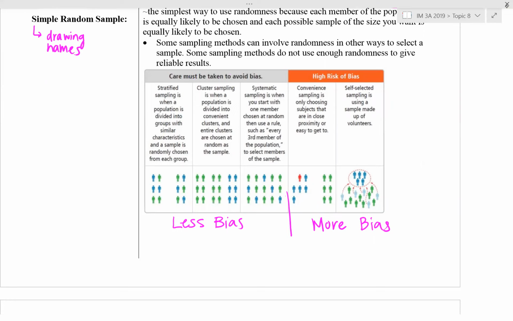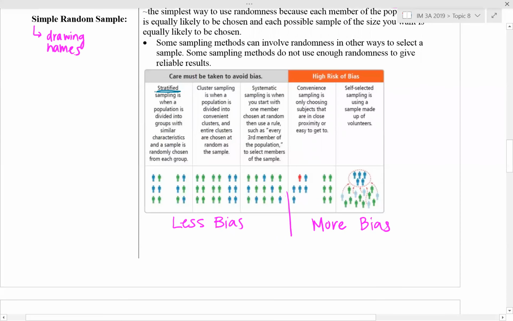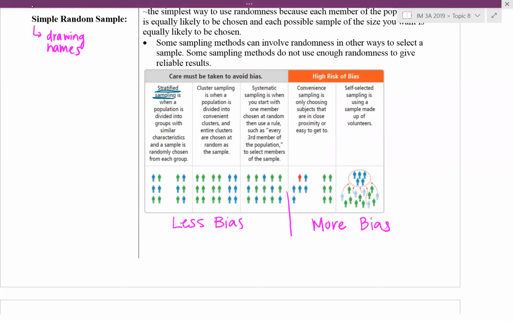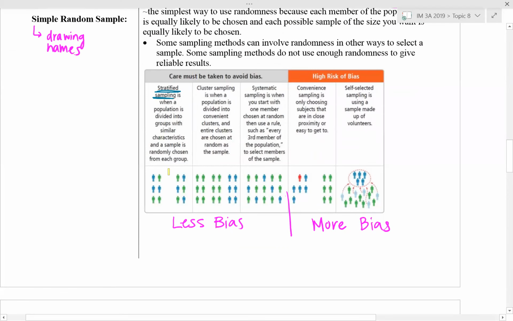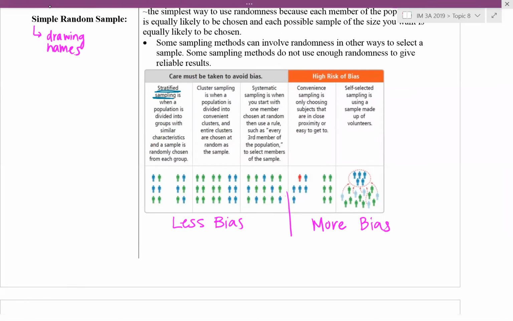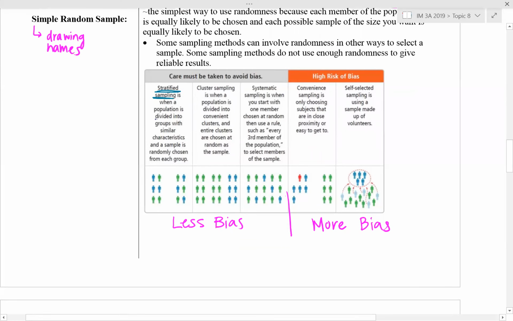So the first type is stratified sampling. I'm just going to underline these names because of the definitions here, but it's not really bolded. Stratified sampling is when a population is divided into groups with similar characteristics, and the sample is randomly chosen from each group. So notice that I have two different groups. The population is divided in half, and then I'm selecting a random set of the population from each group.